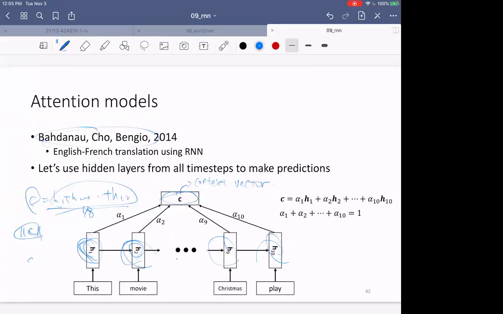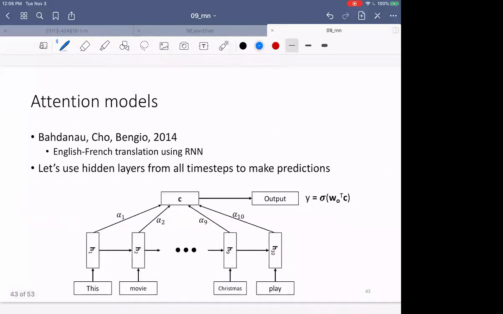these people came up with a better approach. You do a weighted sum of all the hidden layers from all time steps, and the weights should sum up to 1. So it's a convex sum. C equals alpha 1 times H1 plus alpha 2 times H2, all the way to alpha 10 times H10. And there's a constraint: alpha 1 plus alpha 2 all the way to alpha 10 should be 1. So it's a convex sum.